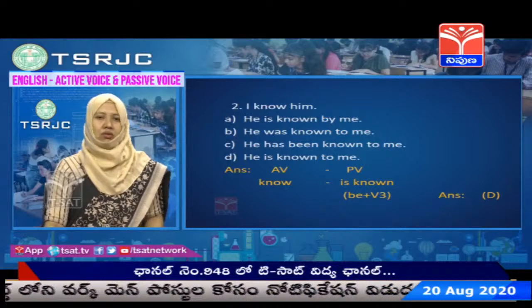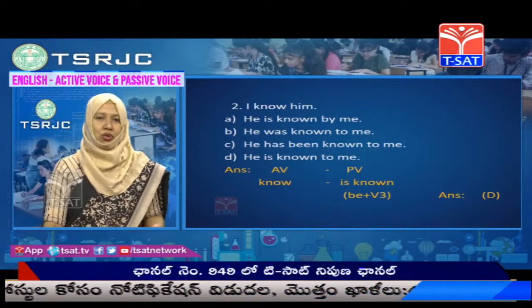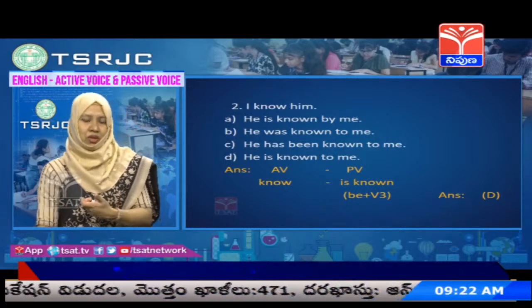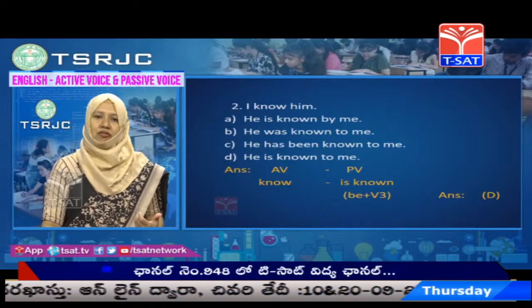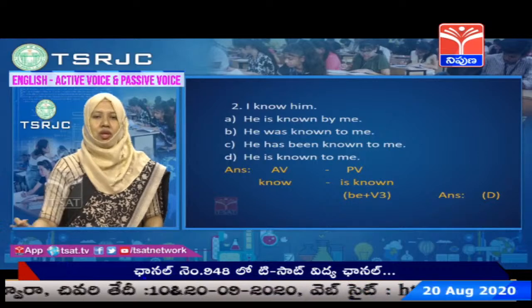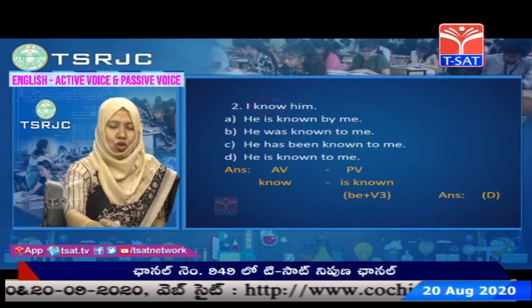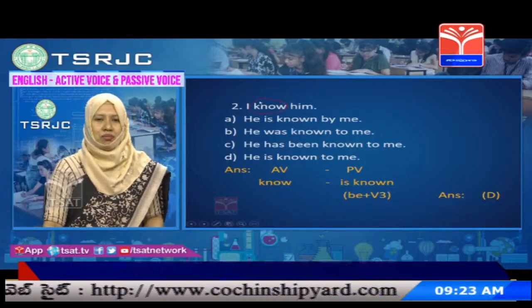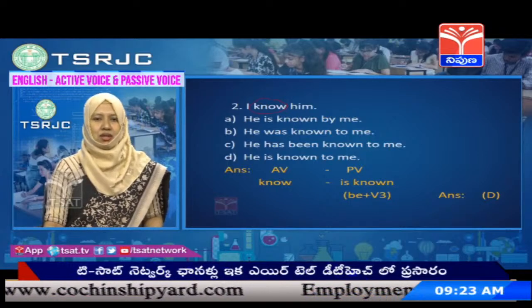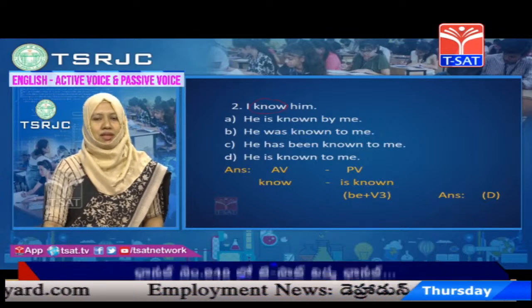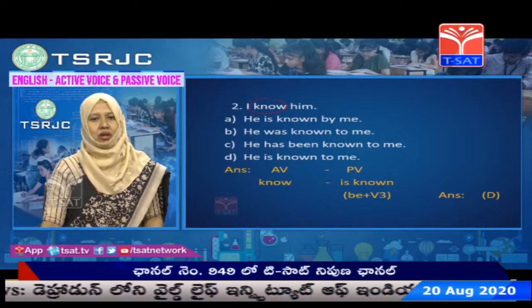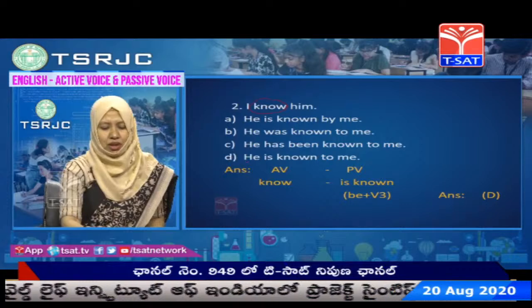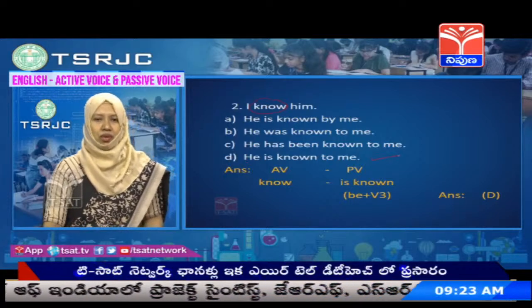Now, to convert it, remember the rule, subject will become the object, object will become the subject, and you have to change the verb accordingly. So, here in this example, know is in simple present tense. So, it will change into present perfect, be form of verb plus V3. So, the correct option is he is known to me.